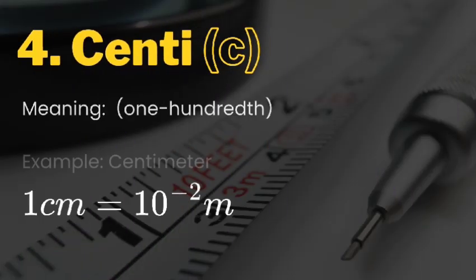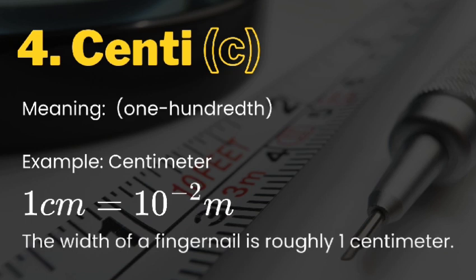Number 4, centi means 100th. For example, centimeter. 1 centimeter is equal to 10 raised to power minus 2 meter. The width of a fingernail is roughly 1 centimeter.